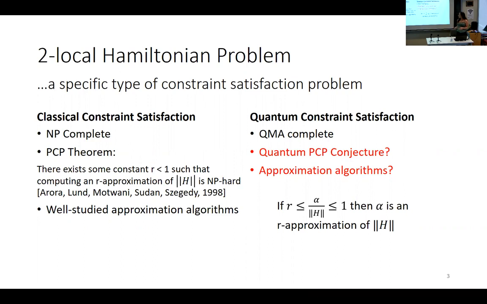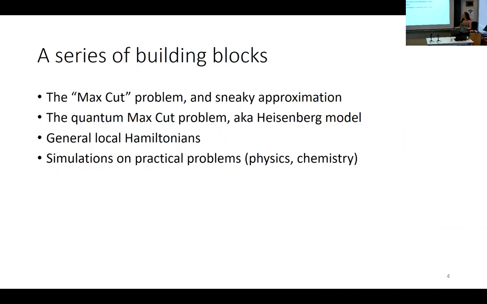So in this talk, I'm going to talk about a series of building blocks from my paper. First I'm going to talk about the classical max cut question.